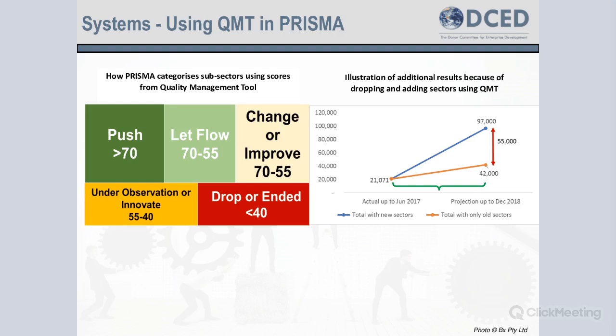So we have push, let flow, change and improve, under observation, and drop. If an intervention score is more than 70, that means it's in the push category, which translates to we'll put more resources, more emphasis on that intervention, because that's going to give us more good result. If it is below 40, we are going to drop that and end that intervention.